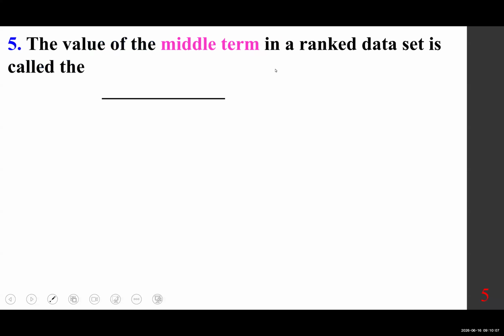The value of the middle term in a ranked data set is called the median.